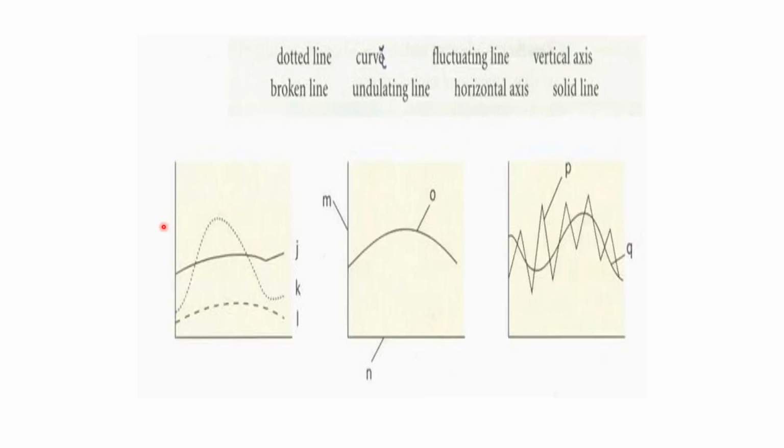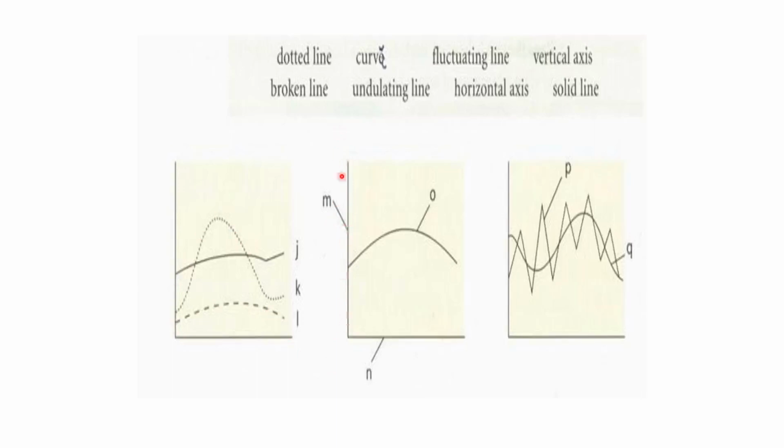Sometimes the vertical axis can be found also on the right. So on the left and on the right. And this one is a line. What is it? Solid line. This one is broken line. Oh no, this is not broken line but dotted line, and this one is broken line.